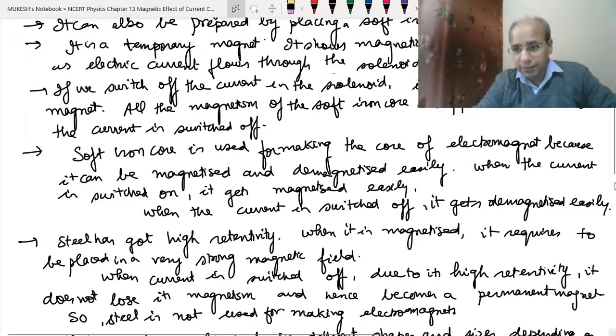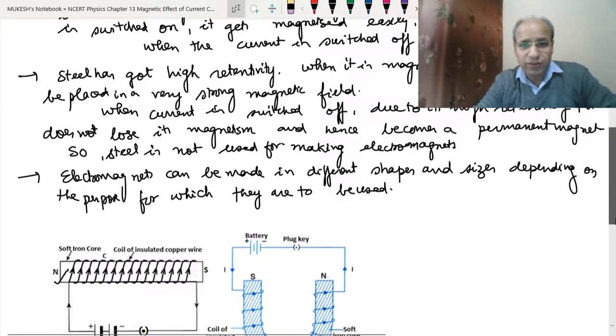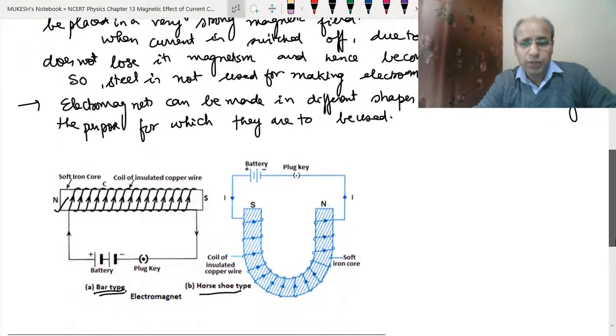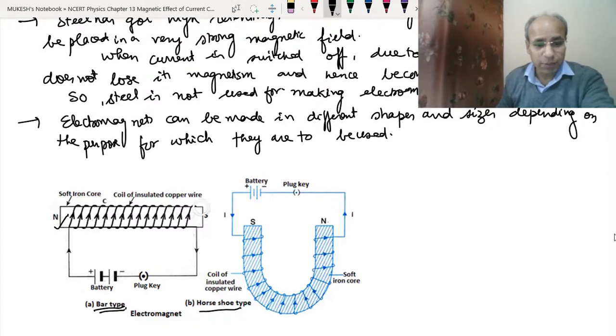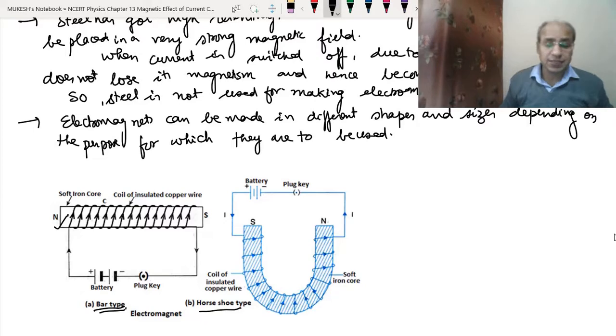And we can make electromagnets in different shapes and sizes depending on the use. Whatever shape we want, according to our need, we can make. So this is the bar type, because a rectangular iron bar is there, and on that insulated copper wire is wrapped. And this is the U-shaped or horseshoe type, because the soft iron core is in the form of a U shape. Both kinds of magnet can be used in different sizes according to the use. I hope this is clear to you.